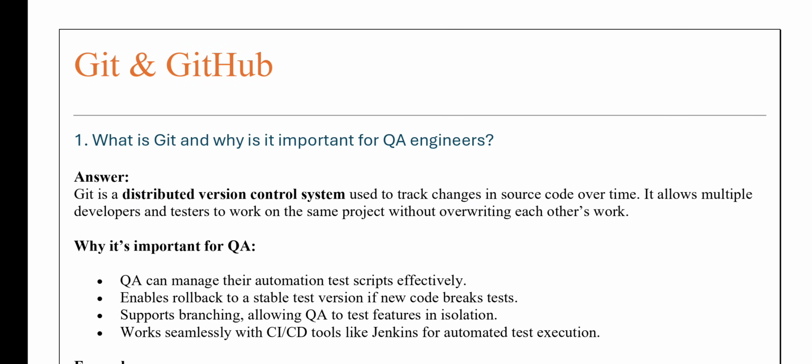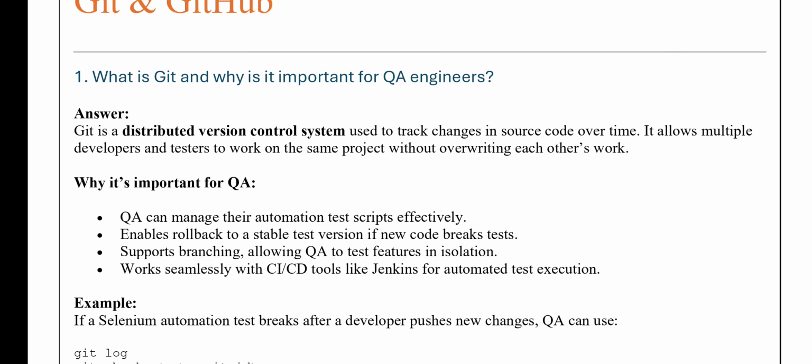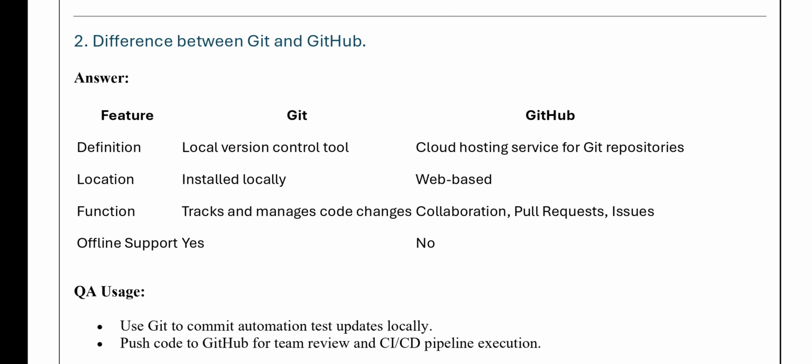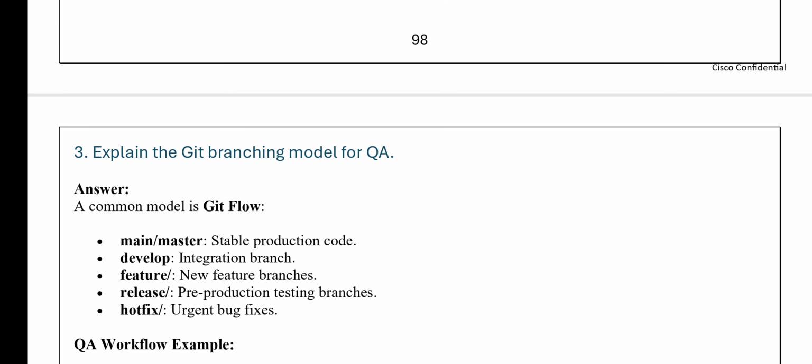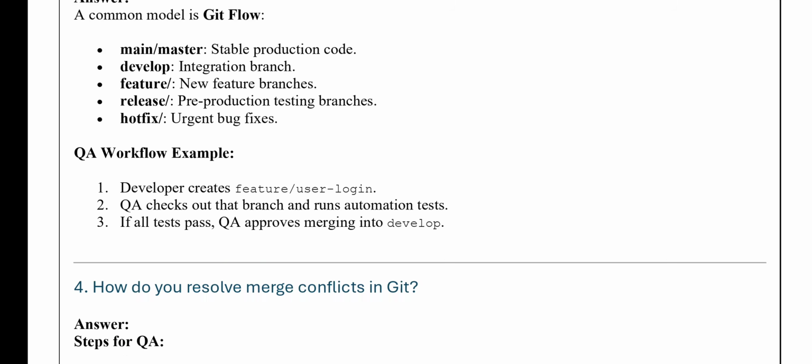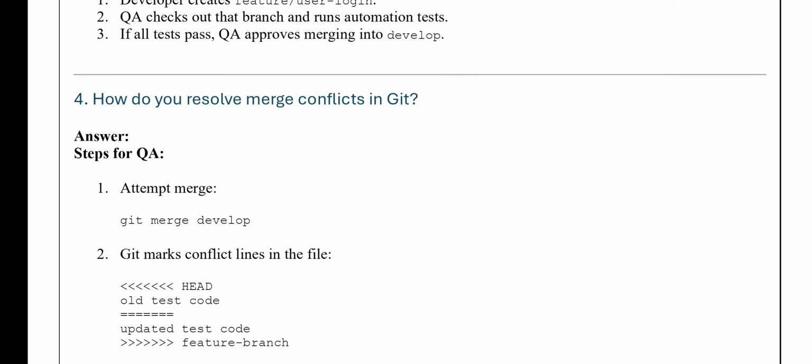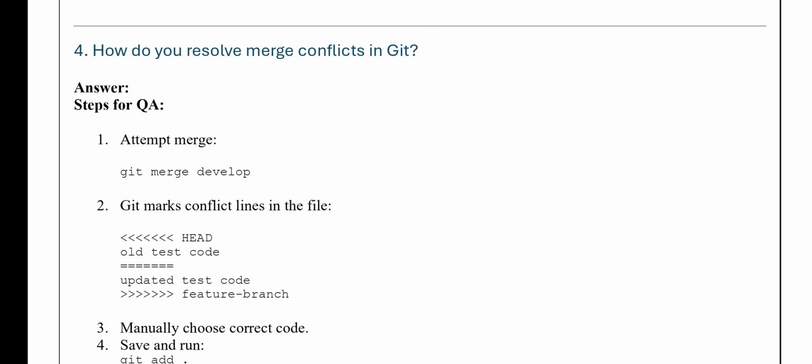Okay, so the next set of interview questions are based on Git and GitHub. What is Git and why is it important? Difference between Git and GitHub. Explain the Git branching model for QA. How do you resolve merge conflicts in Git?